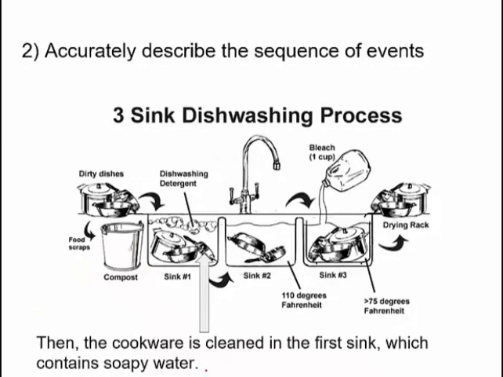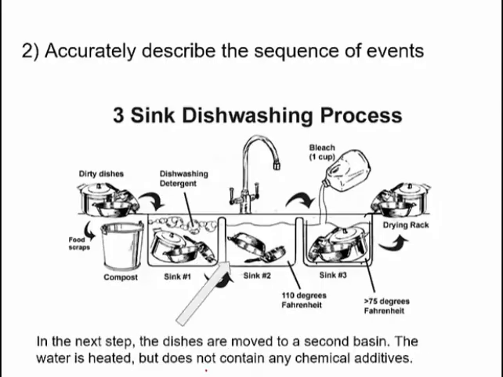Okay, the next one, we're moving on. So in the first sink, then, okay, there's our transition word. The cookware is cleaned in the first sink, which contains soapy water. All right. Next, in the next step, the dishes are moved to a second basin. The water is heated, but does not contain any chemical additives.